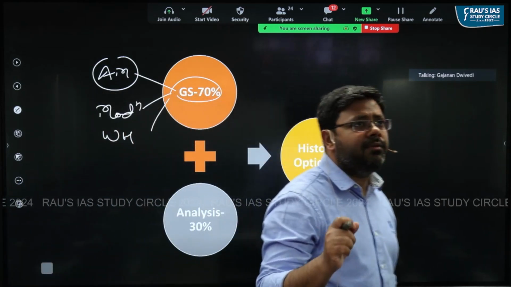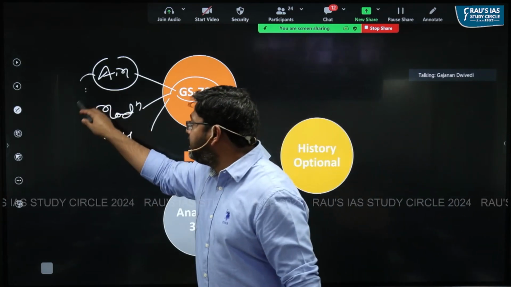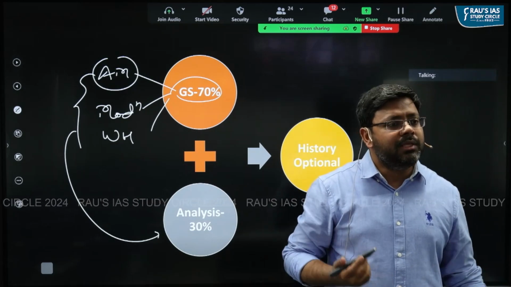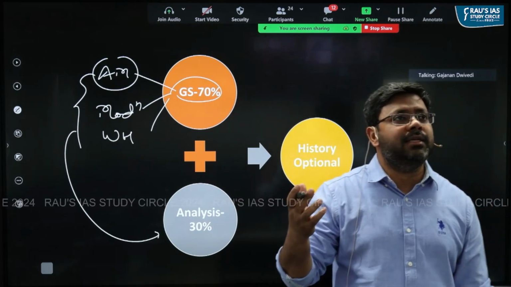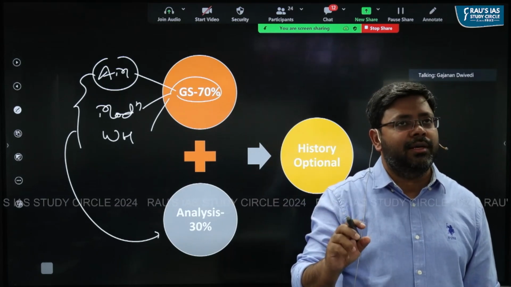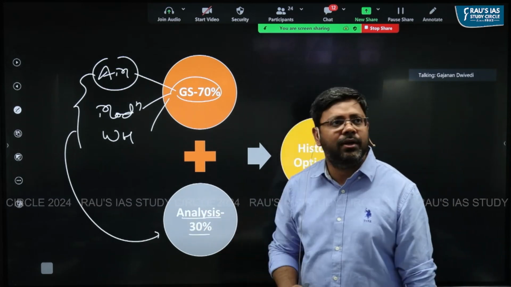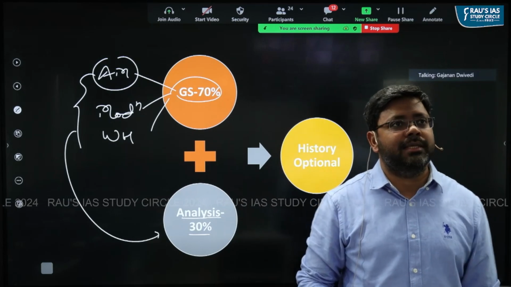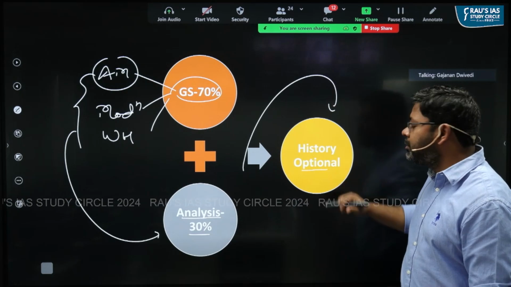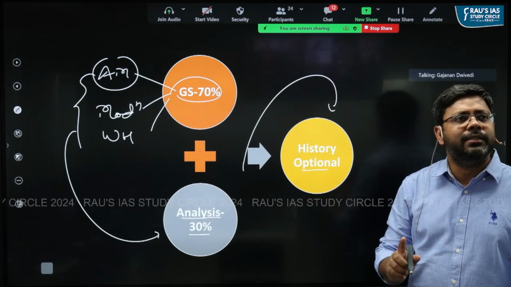70% of the syllabus of history optional is already covered in GS. When you mix analysis and historiography, what is historiography? The way history is written, that is what is called historiography. So when you mix analysis and historiography, 30% more analysis, Meenakshi, Shravani, Amrit, then you directly jump to the history optional level. So first of all, when you talk about history optional, it's very simple.